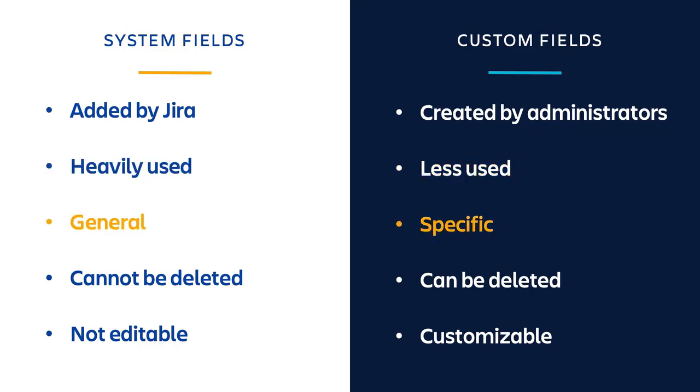System fields are generic and used to address common issue needs, such as the summary or the description of a task. Custom fields, as their name suggests, support custom use cases. System fields cannot be deleted, but custom fields can. Finally, it's possible to hide some system fields from screens, but fields like the key or the summary must be available in an issue. System fields can't be heavily edited or renamed. Custom fields, on the other hand, can be renamed and removed from screens.